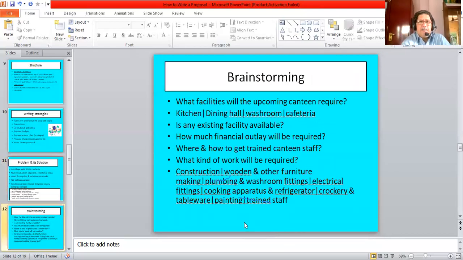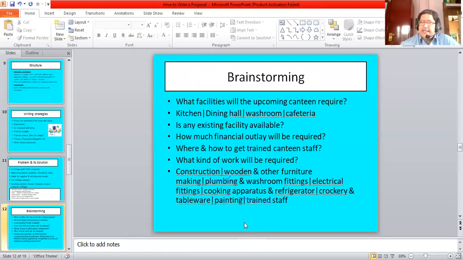Now, if we put forward a proposal for a canteen, what sort of things do we require? So let's do the brainstorming. In the initial brainstorming, we find out that there are a number of questions which we can ask and answer. For example, what facilities will the upcoming canteen require? It will need facilities obviously like a kitchen, a dining hall, a washroom, and a cafeteria, among other things. And of course, a seating area which is large enough to hold all the students of the college.